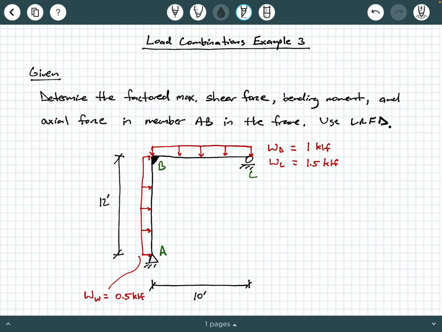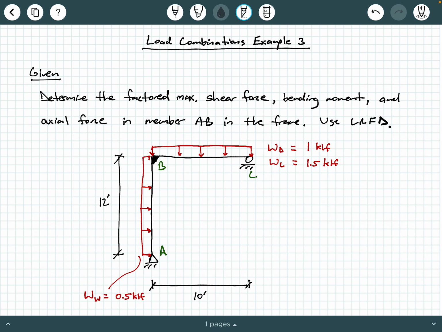We have this two-member frame. Member AB is the vertical member, and member BC is the horizontal member. The frame is supported by a pin at A and a roller at C. Along the top member, BC, we have a uniformly distributed dead load, WD, of 1 KLF, and a uniformly distributed live load, WL, of 1.5 KLF. Along the vertical member AB, we have a uniformly distributed wind load of 0.5 KLF. AB is 12 feet long, and BC is 10 feet long.